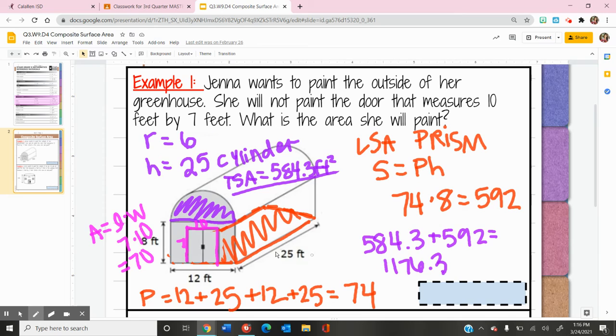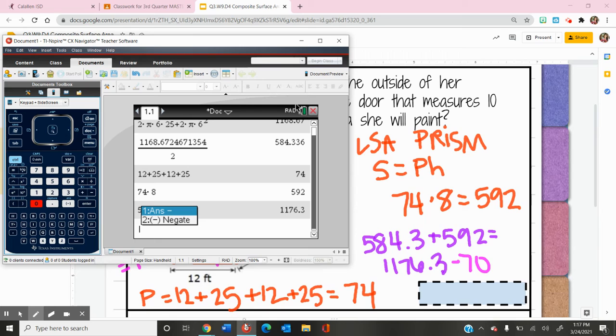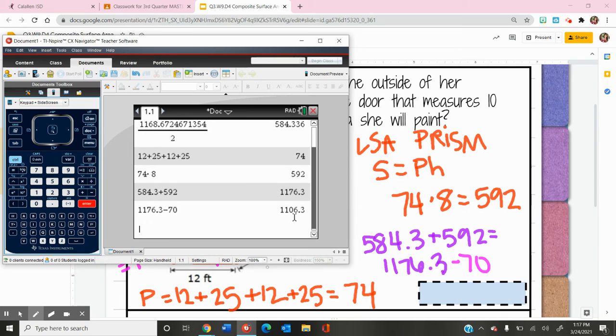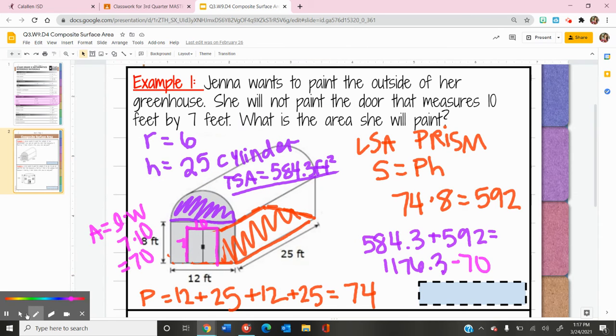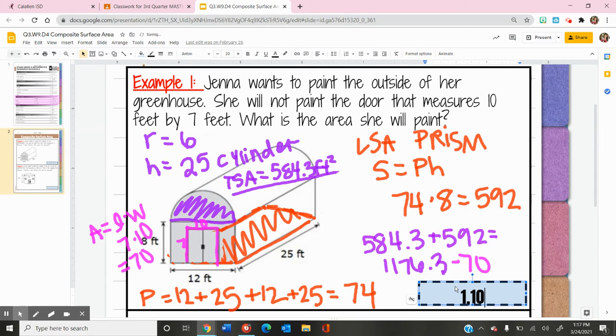Now, again, my last step would be to subtract the area of the door because I don't want that to be painted. And we found that the area was 70. So now I'm going to subtract 70 from that total. So going to my calculator, I'm going to subtract 70, and I get 1,106.3. So my final answer, again, is 1,106.3, and this is feet squared.